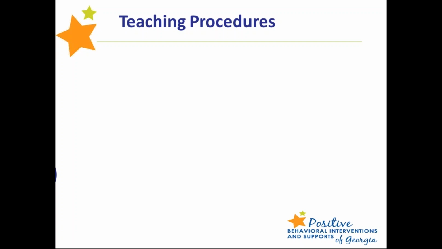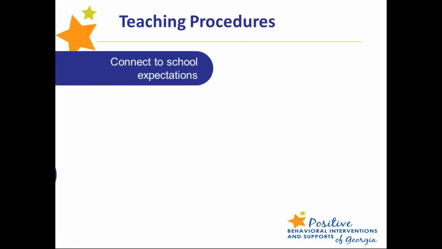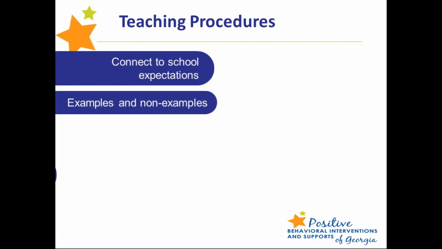There are some key elements of a good lesson for teaching routines. These include: connect the procedure to the school expectations. Give examples and non-examples taken from classroom settings and situations. When modeling, students should model positive examples only. The teacher may model the non-example. Students have enough practice with non-examples, and sometimes this can upstage the positive example.